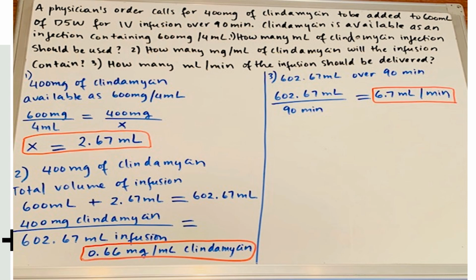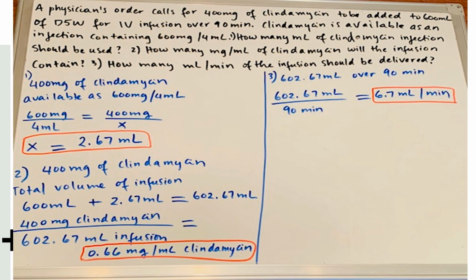Now, to calculate how much clindamycin in that infusion, you'll have 400 milligrams over 602.67. Does that make sense? Does it make sense why we're using 602 and not 600? So let me repeat. Here, the 600 is the volume of just the D5W. But the clindamycin also has a little volume. So we have to add them. And then when you put 400 milligrams of clindamycin, that's going to be over the total volume of the infusion, because that's what we're being asked. How much clindamycin in the infusion?